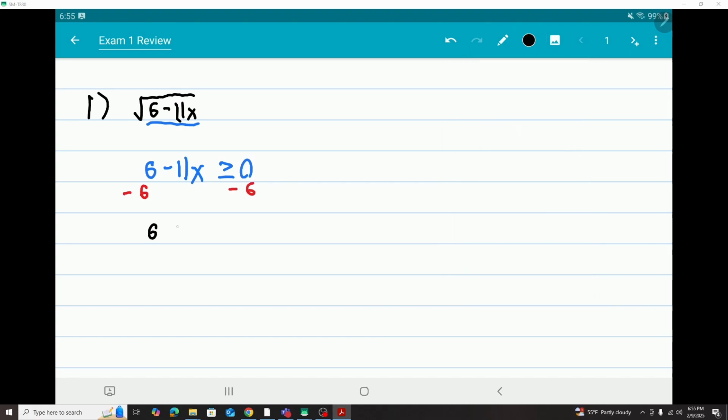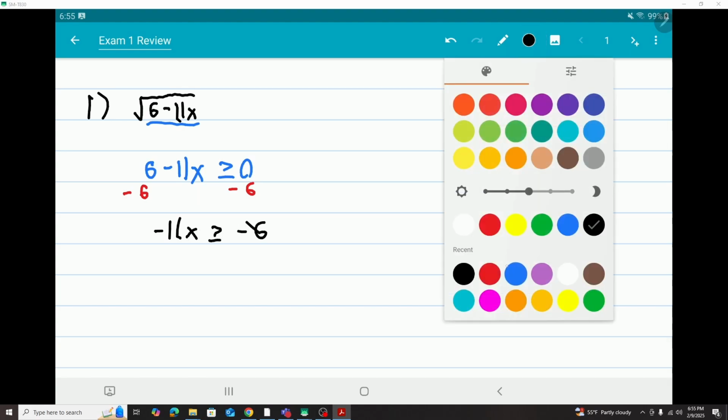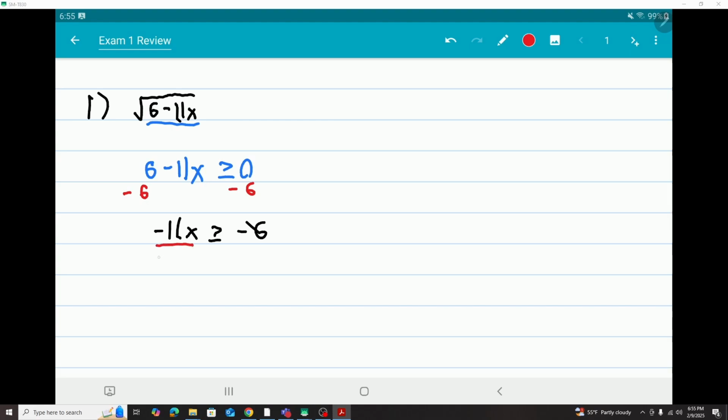So we're going to get 6 minus 11x is greater than or equal to minus 6. And now we're going to go through and divide both sides by minus 11. And we get x is now, because we're dividing by a negative number, we need to have that be greater than or equal to. And then the two minuses here cancel out, so we just get 6 over 11.